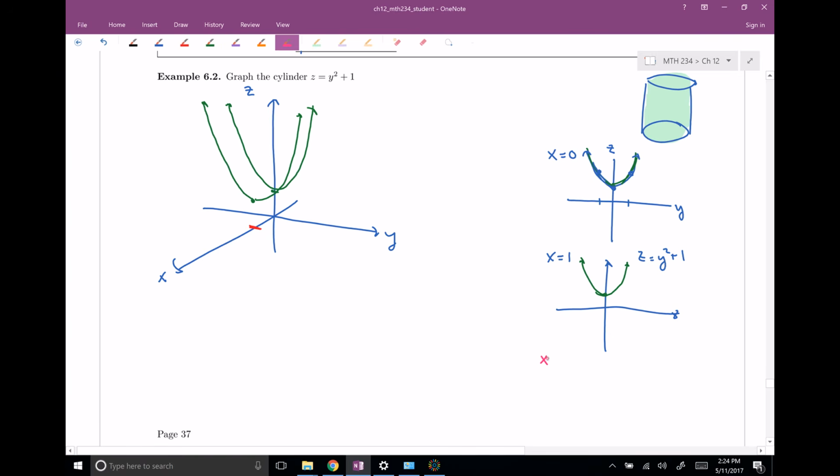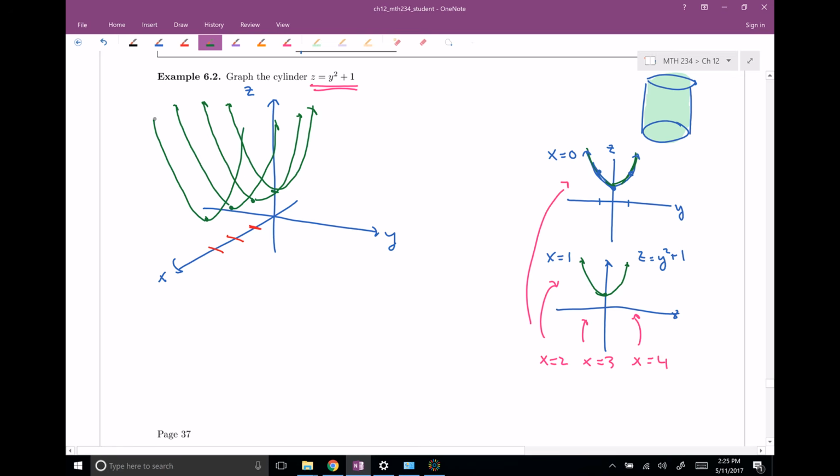Well, what if I did x equals 2, or x equals 3, or x equals 4, or any of these? The claim is the picture would be the same, the same, the same. It would always be the same picture. It's the same as when it was x equals 0, because this curve right here doesn't have any x's. It doesn't depend on x. So as you change your x value, the curve doesn't change. As you continue to go out, x equals 2, x equals 3, it's going to be the same curve over and over and over again, just shifted out. So you get something like this.